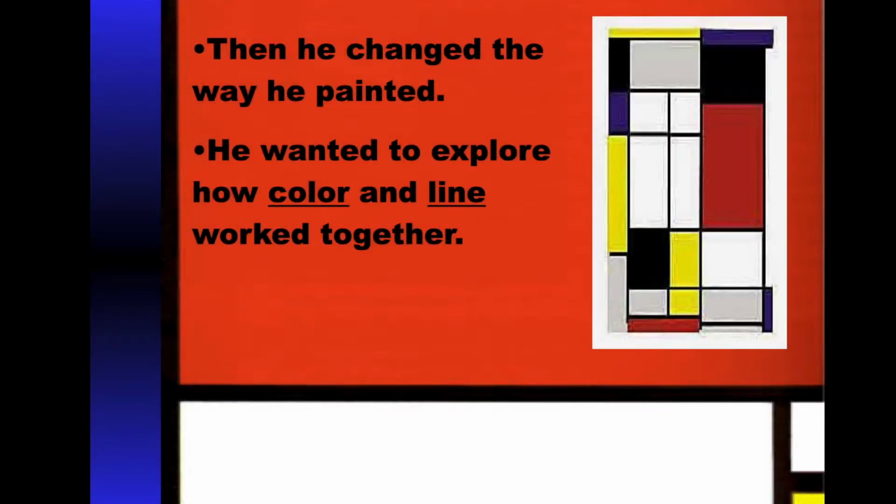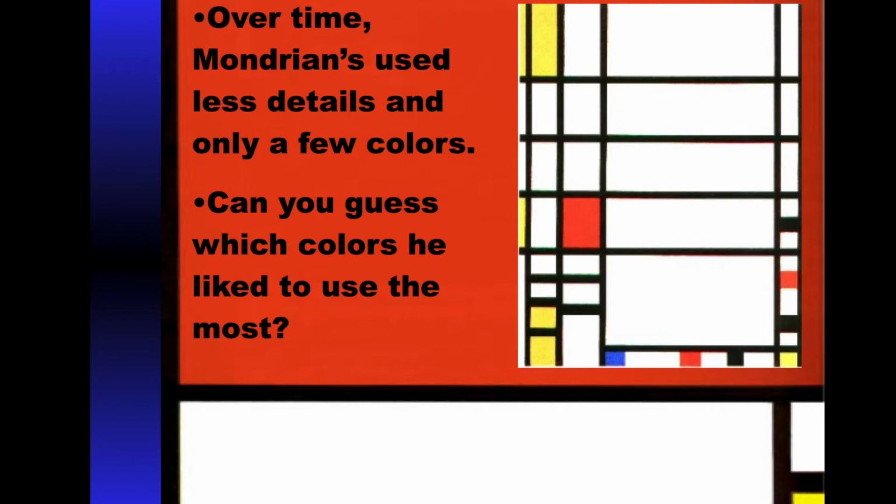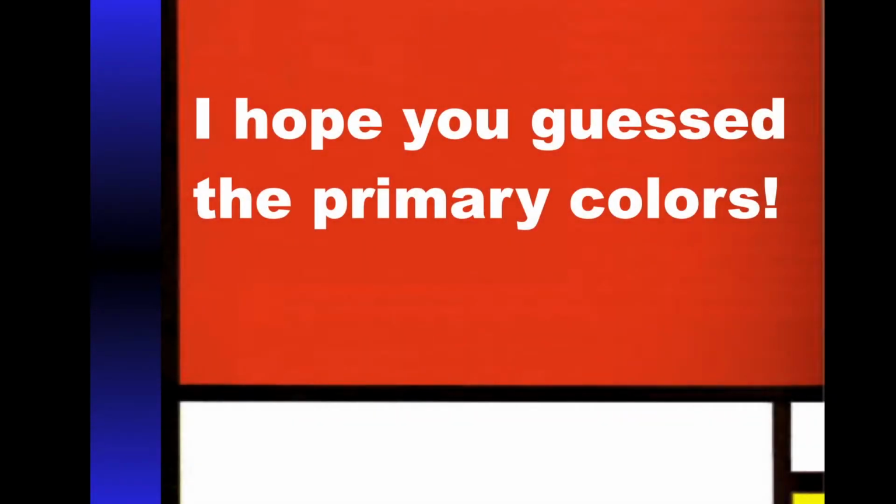After a while, he changed the way that he painted, and he wanted to learn more about how colors and lines work together to make art. Eventually, he started to use less and less details in his artwork and just a few colors. If you look at this picture, think about the colors he's using. Can you guess which colors it is that he used? If you guessed the primary colors, you're absolutely right. The primary colors are red, yellow, and blue.